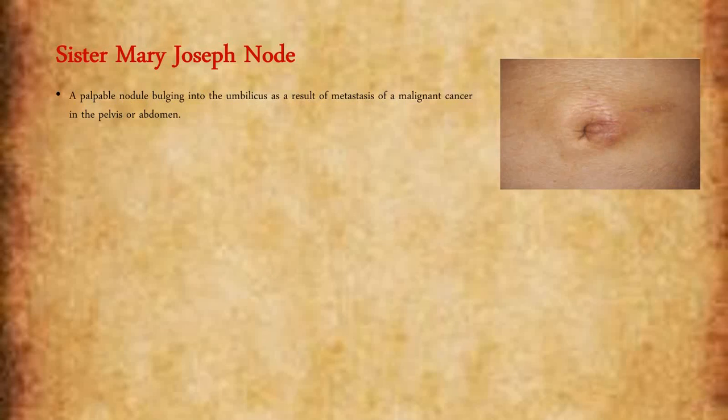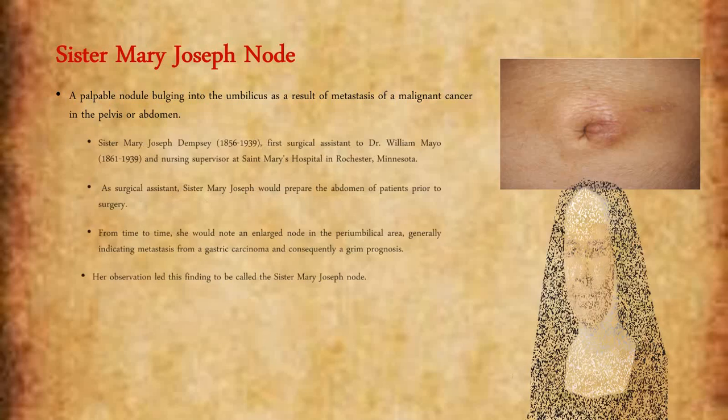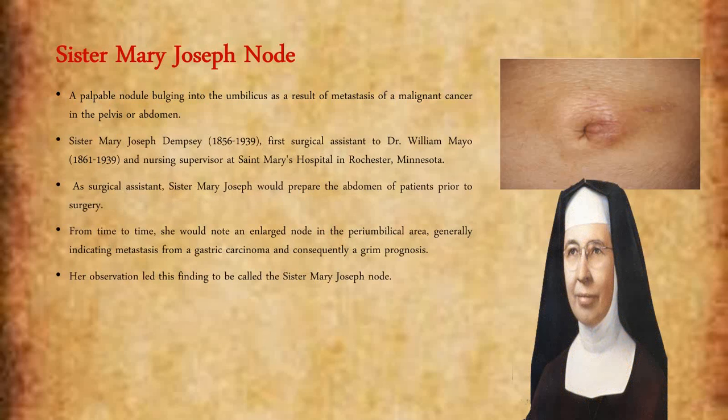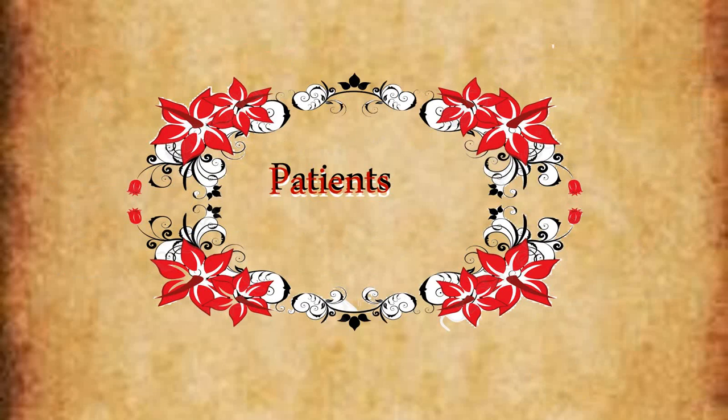How did she discover this? She was assisting the doctor, and while she was cleaning the peri-umbilical area in patients with cancer, she discovered that there was swelling around the umbilicus. That's why it is named after Sister Mary Joseph. She is the one who first wrote about the metastasis in the peri-umbilical region of gastric carcinoma.